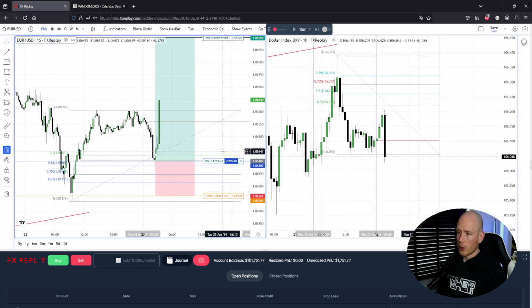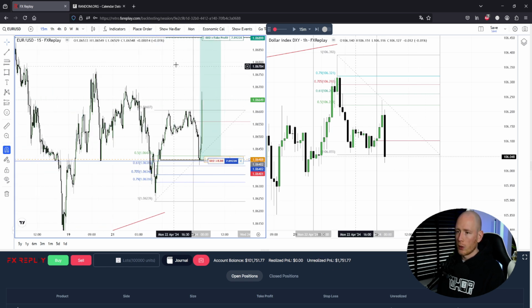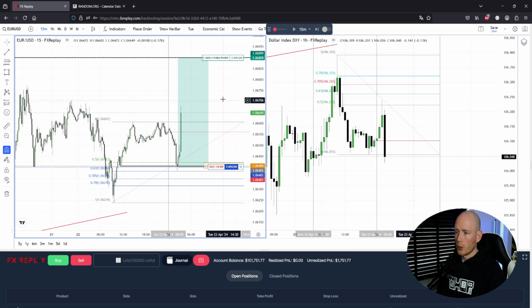Okay, so this is a very nice reaction. What we actually can do is go break even. Right, let's put it at break even. We're up 1.7%, but the target is all the way up there. So we're going to hold, right? We want to see where this goes.